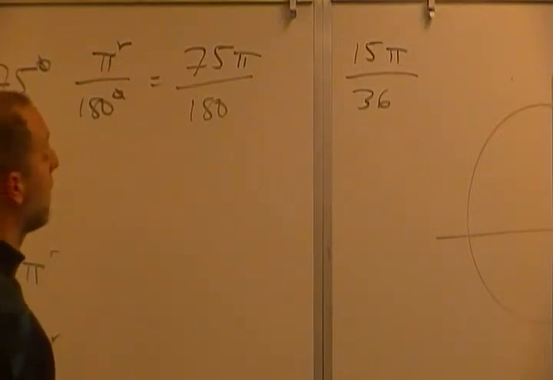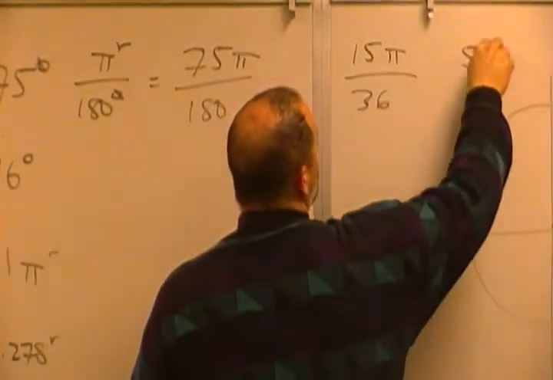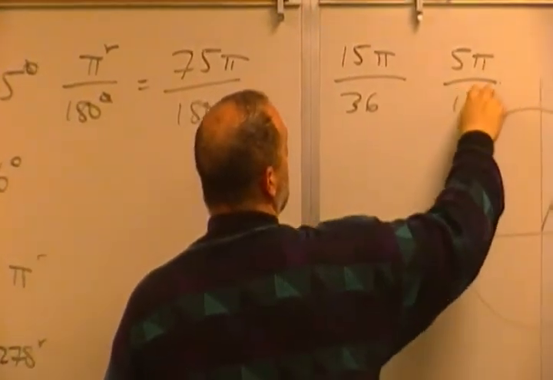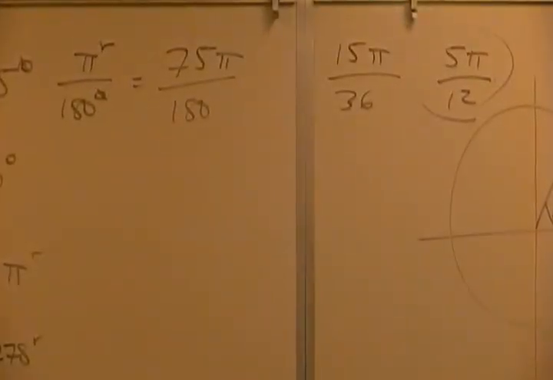We need to go further, because what else can we take out? 3. We need to take a factor of 3 out. So it becomes 5 pi over 12. Now, you wouldn't like it in decimal. I would not like it in decimal. I would be grumpy if you put it in decimal, and grumpy is not good when I'm grading your exams. So no, I wouldn't do that.